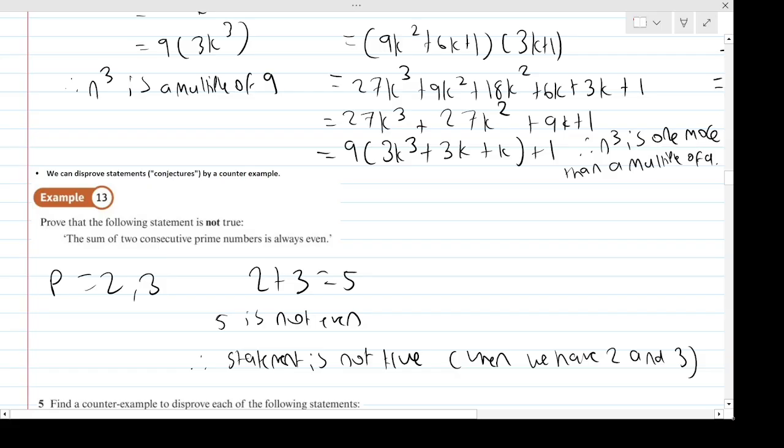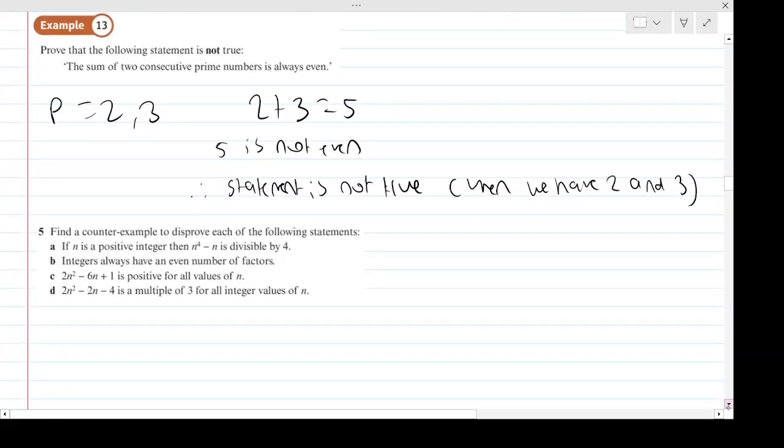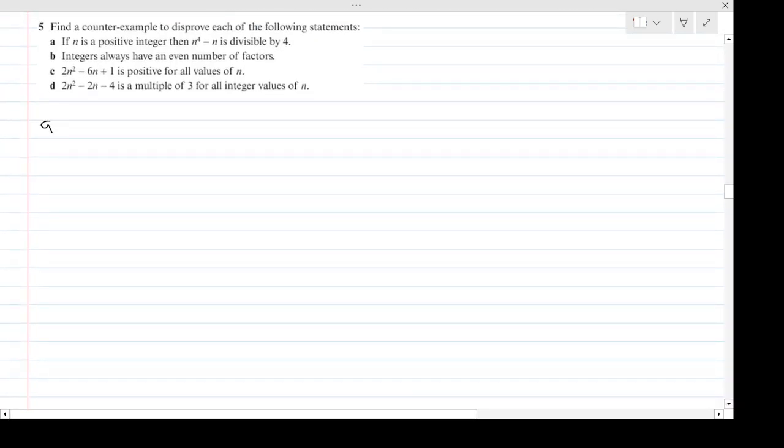Okay, let's have a look at these ones then. I picked a few more to try here from the textbook. So firstly, for part A: if n is a positive integer, then n to the 4 minus n is divisible by 4, or in other words, a multiple of 4. It says n is a positive integer, which again means n could be 1, 2, 3, and so on.